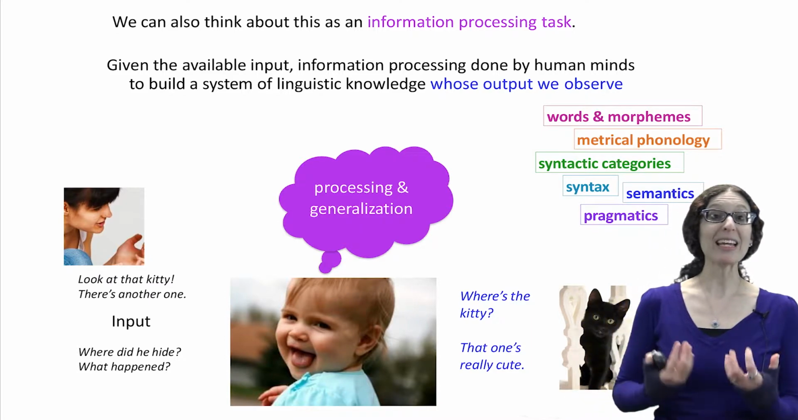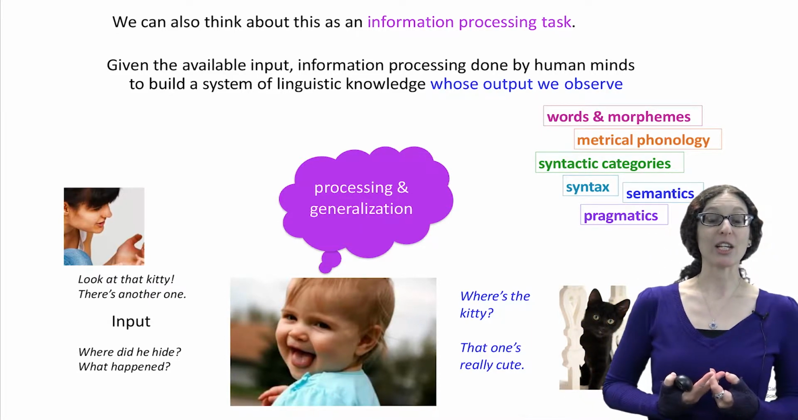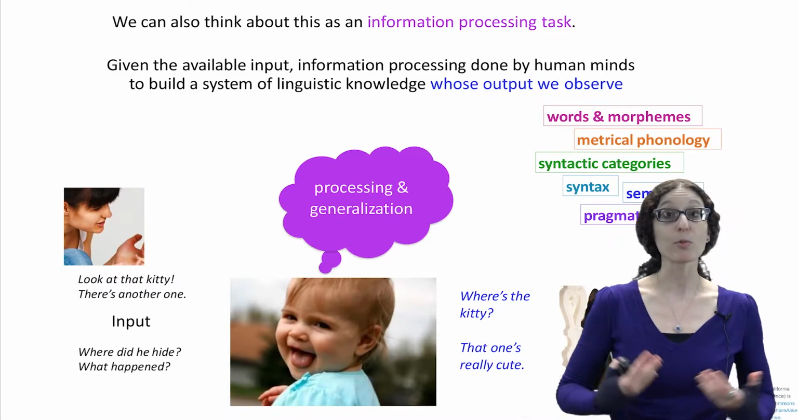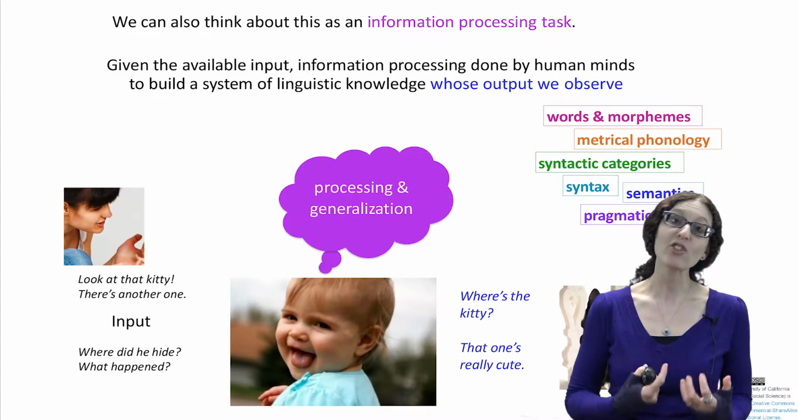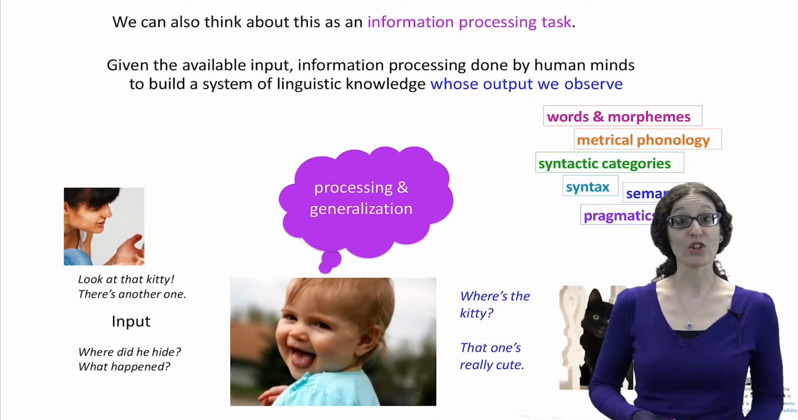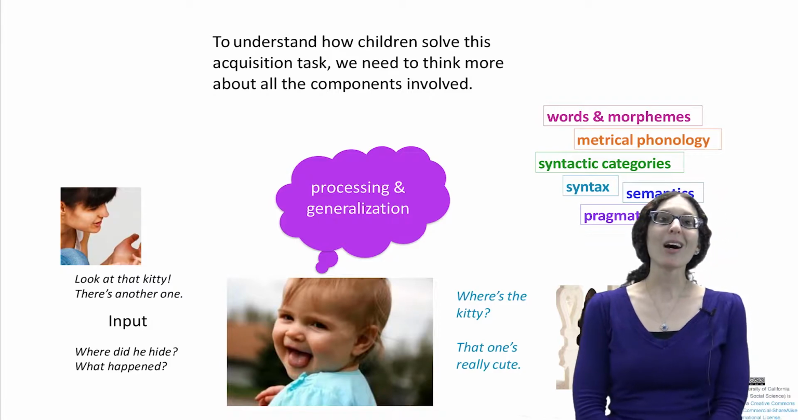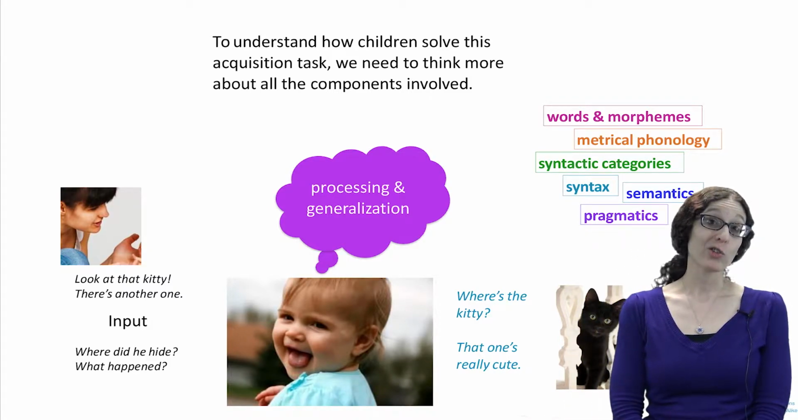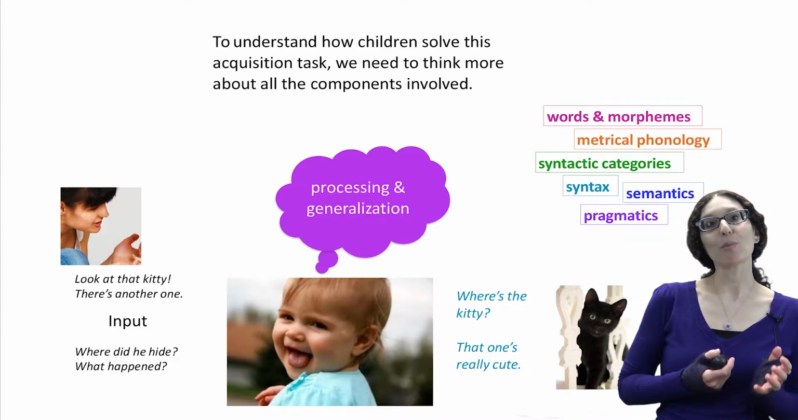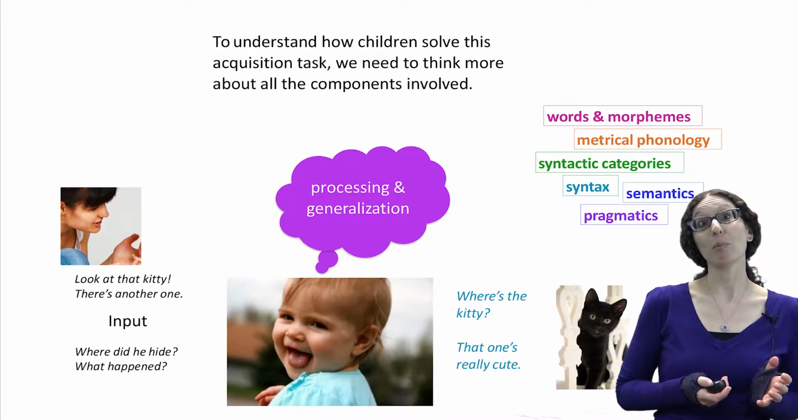So for example, you saying things like, where's the kitty? Or that one's really cute. Or if someone else says it to you, understanding that appropriately and responding appropriately, right? Comprehension and production. This is the output of that underlying system you've internalized. So to understand how children solve this acquisition task, we need to think more about the components that are actually involved, because this is a complicated process.